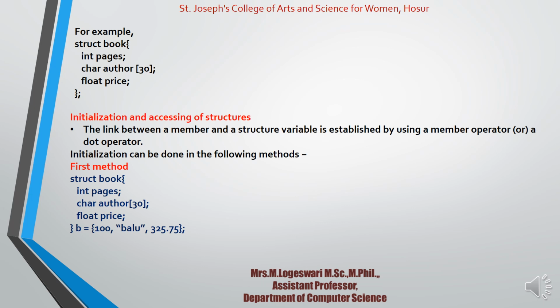After that, initializing and accessing of structure. How to initialize a structure? This is an example here. First the struct keyword. After that you give the tag name, then the data members. After that you close the structure with a closing brace. After that you give the structure variable equal to, and you initialize some values to the member variables. So 100 is assigned to pages, volume is assigned to the author, and the price value 325 is assigned to price.